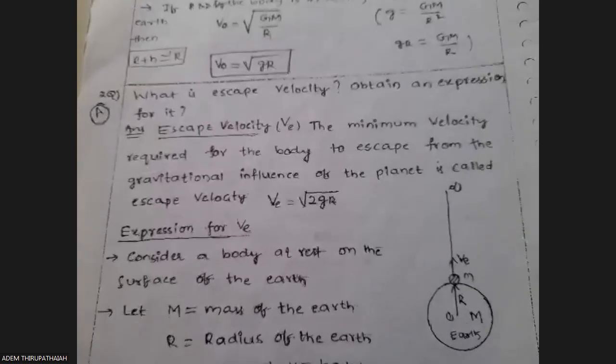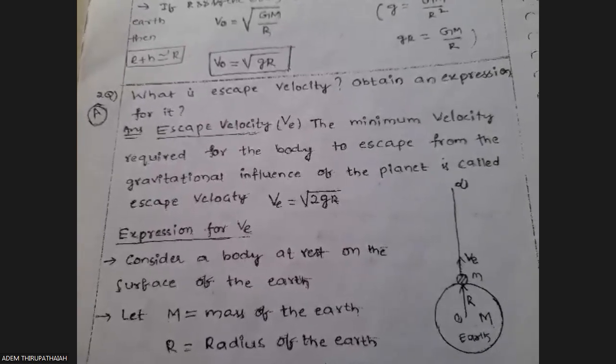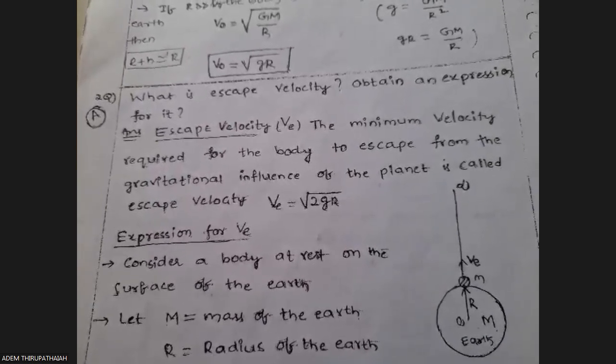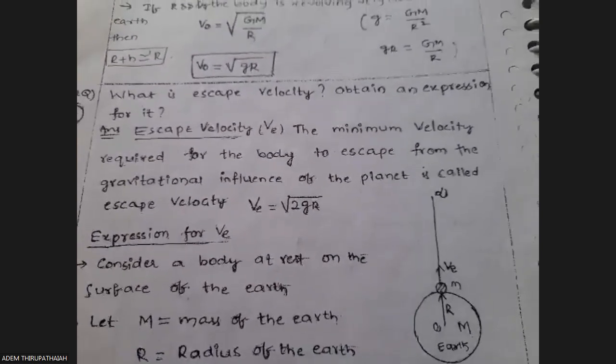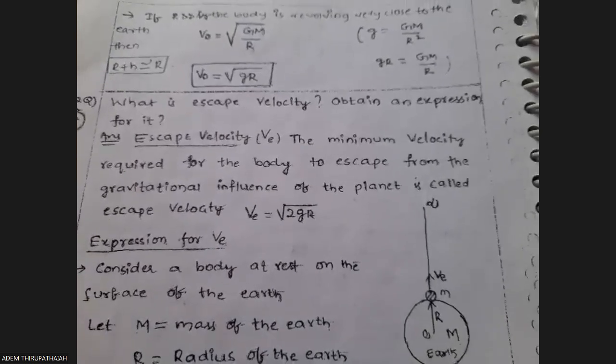What is the definition of escape velocity? The minimum velocity required for a body to escape from the gravitational influence of the planet is called escape velocity. What is the formula of escape velocity? V is equal to under root 2gR.